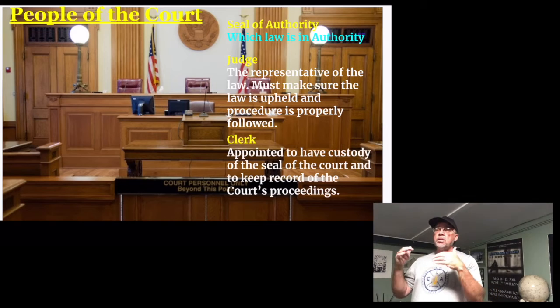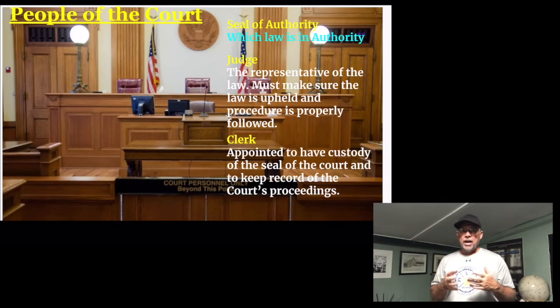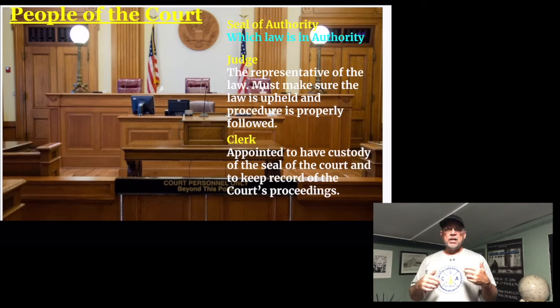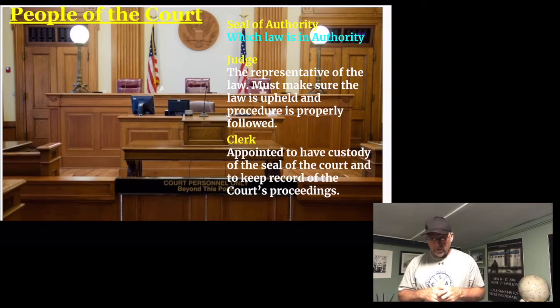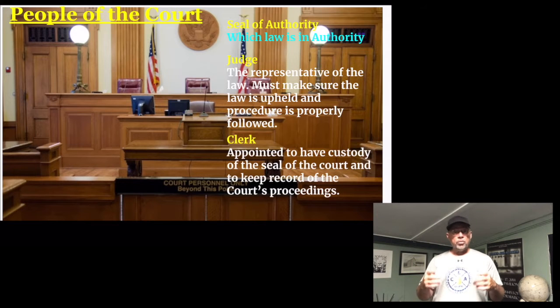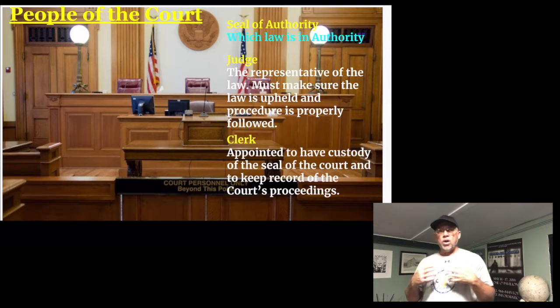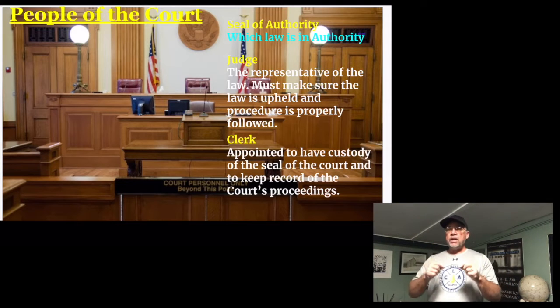The next one is just underneath the judge. And every courtroom has this. And actually there could be more than one, but it's called the clerk. And then you have a deputy clerk, and you have several people that sit basically underneath the office of the clerk. The clerk is appointed to have custody of the seal of the court, which is the what? The authority of the court, okay? And to keep records of all court proceedings and to make sure the rules of order are followed.